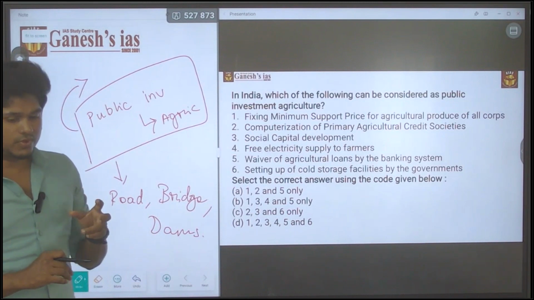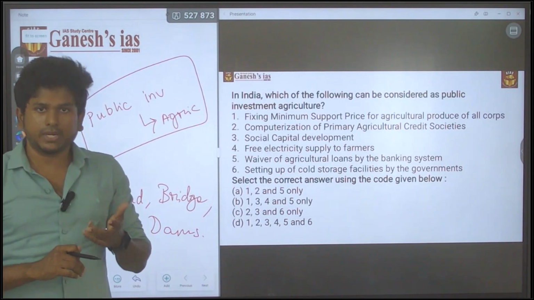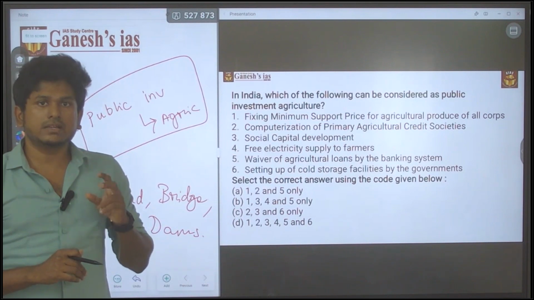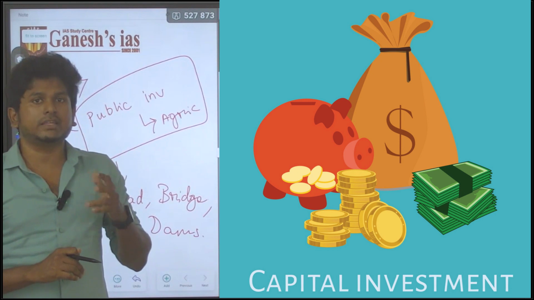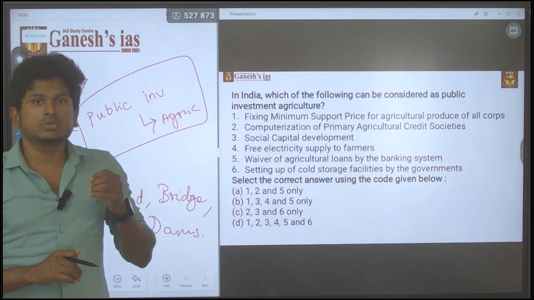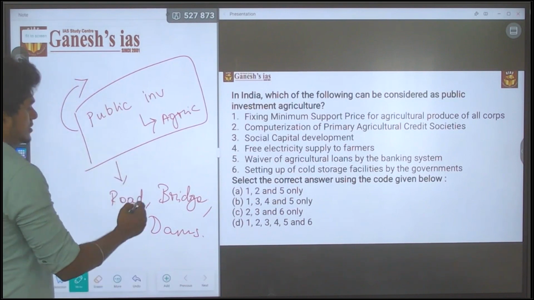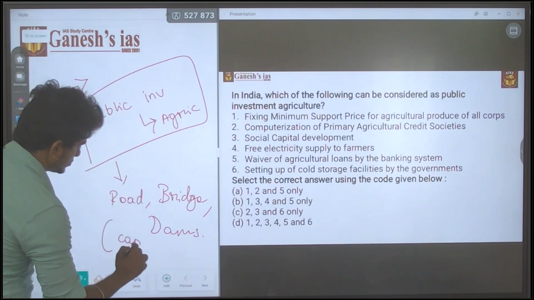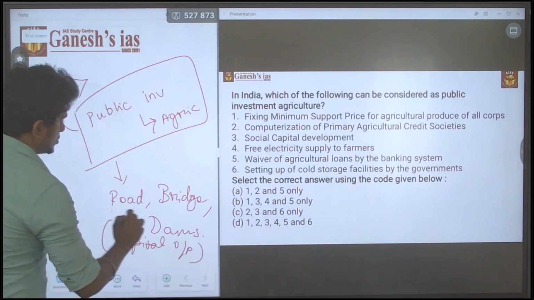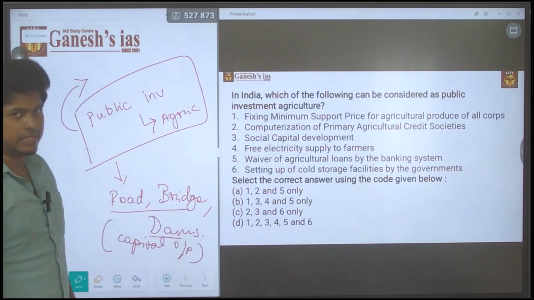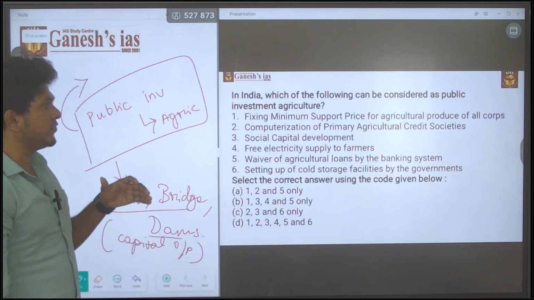First of all, if there is an investment, it should create certain capital assets. That is called public investment. Investments mostly create capital investments, so that it will produce a capital output. These roads, bridges and dams are the capital output. So with this basic knowledge you can find the answer.